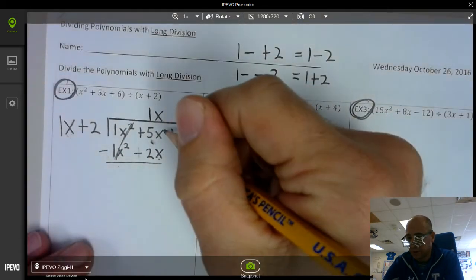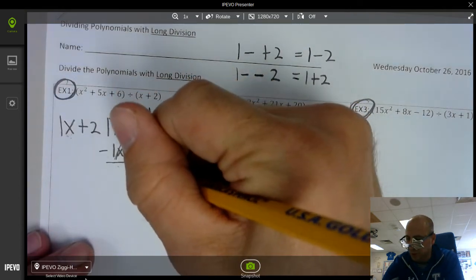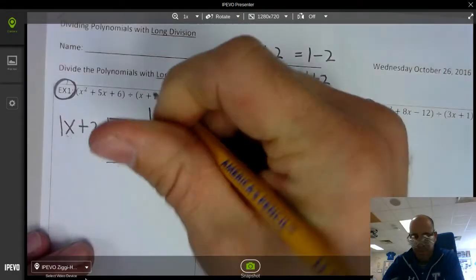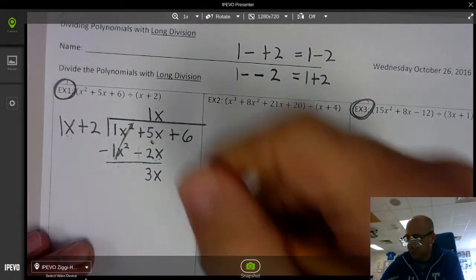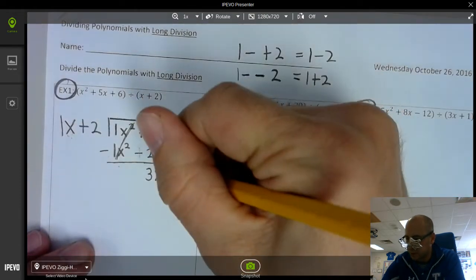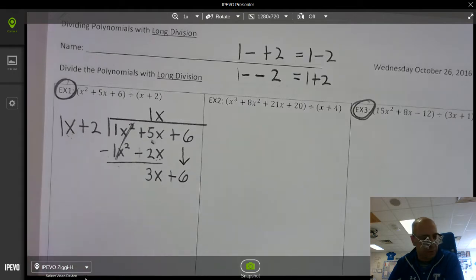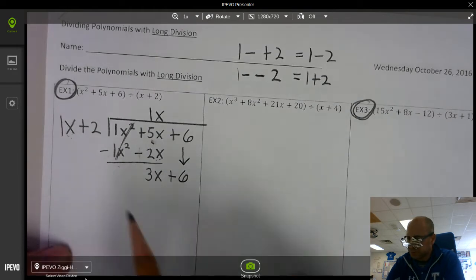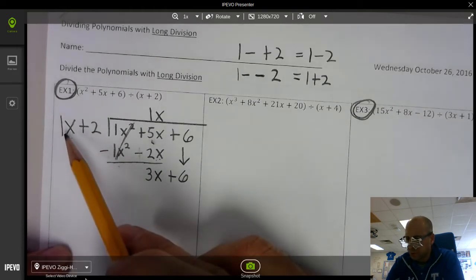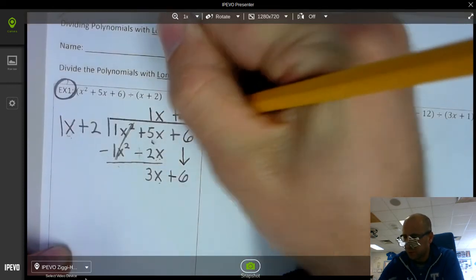Now, this doesn't always cancel. This, you usually get a number. So 5x minus, and that's where in step 3 you subtract. So 3x. Now we go to step 4, we bring down. Okay, so we bring down the plus 6. So now we're in step 5, repeat the steps. And again, I'm combining step 1 and 2, divide and multiply. Okay, so you ask yourself, well, what do you multiply 1x by to give you 3x? And the answer to that is plus 3.